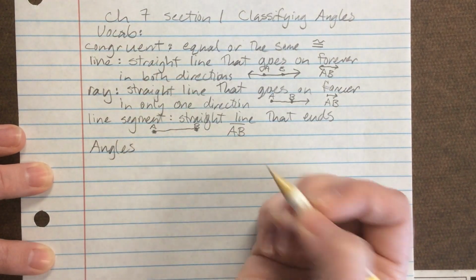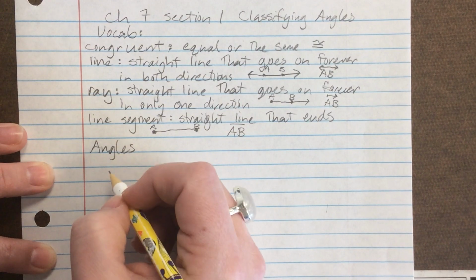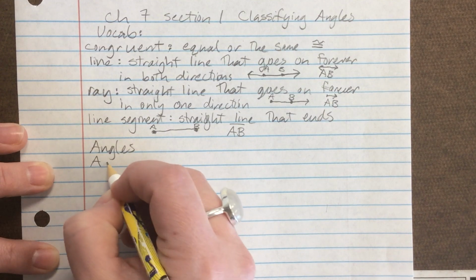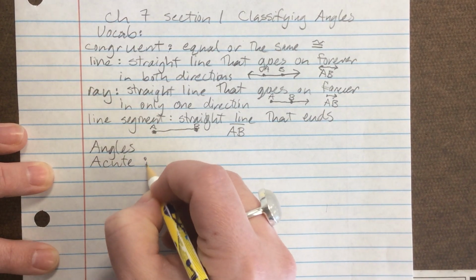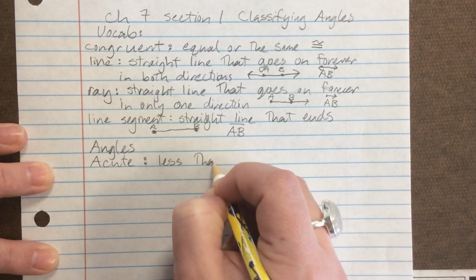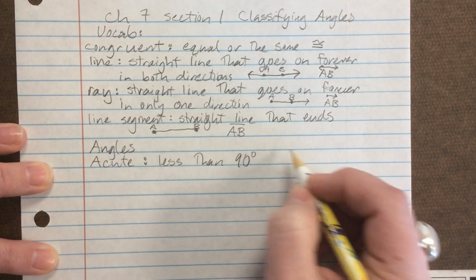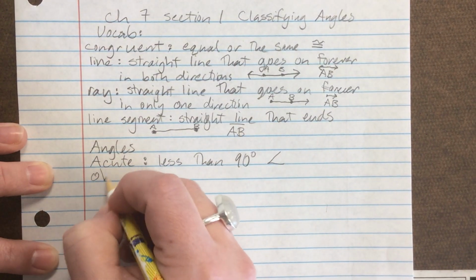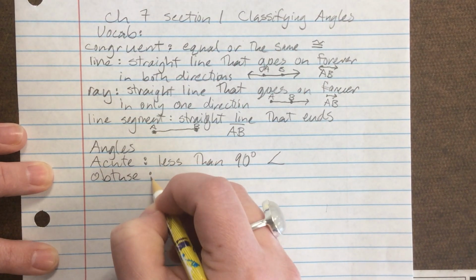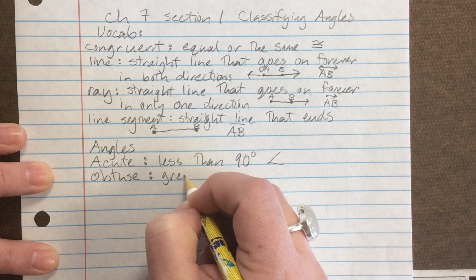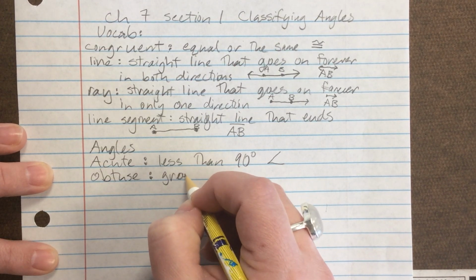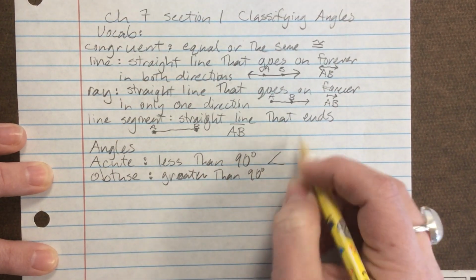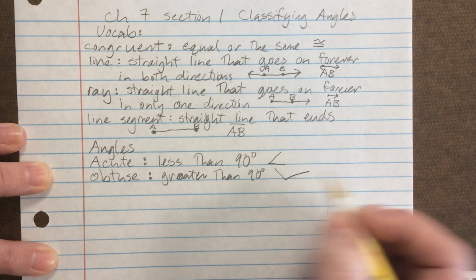And hopefully this is review for you. I'm pretty sure you guys have already used these words last year and in years past, but let's just make sure we've got them. So an acute angle means it's less than 90 degrees, and so it's cute and little and looks something like that. Okay, an obtuse angle is greater than 90 degrees, and so that will look something like that.